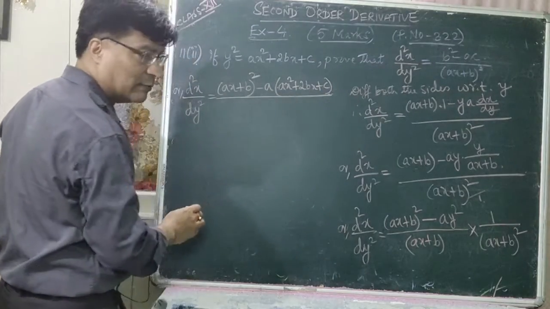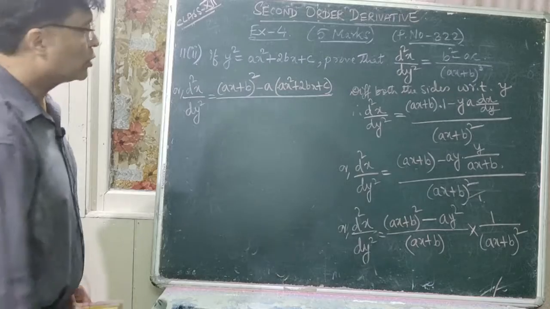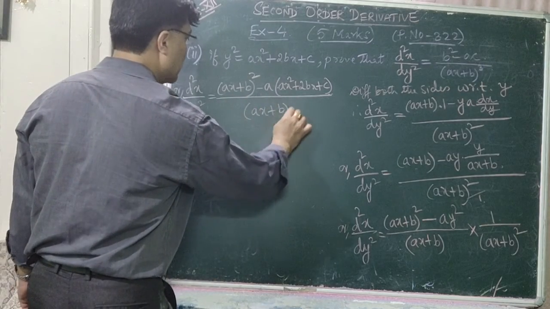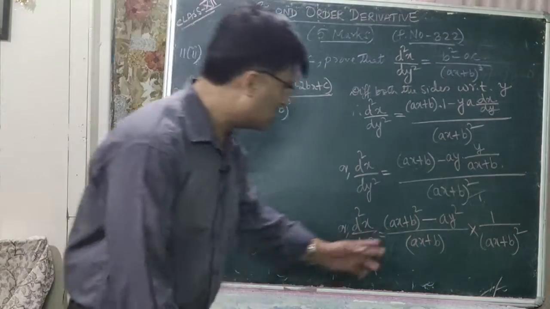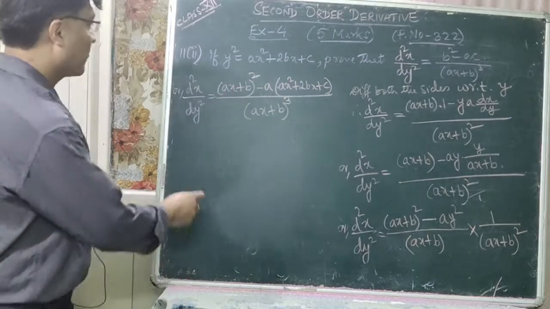This whole divided by, you can multiply these two factors, isn't it? So what is this product? It is (ax plus b) whole cube. Is that understood? So (ax plus b) into (ax plus b) whole square is (ax plus b) whole cube.